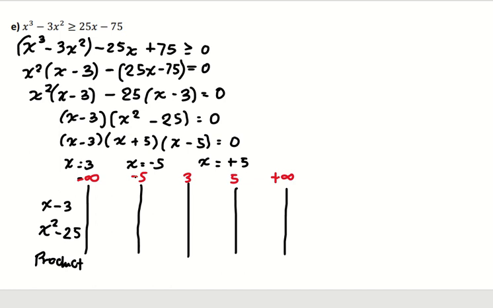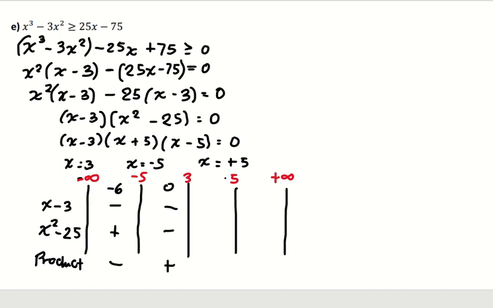Now think of a number between negative infinity and negative 5. Let's say negative 6, and substitute that to the factors. Negative 6 minus 3 is negative. Negative 6 squared is 36 minus 25 is positive. Negative times positive is negative. Any number between negative 5 and 3, let's say 0. 0 minus 3 is negative. 0 squared is 0 minus 25 is negative. Negative times negative is positive.